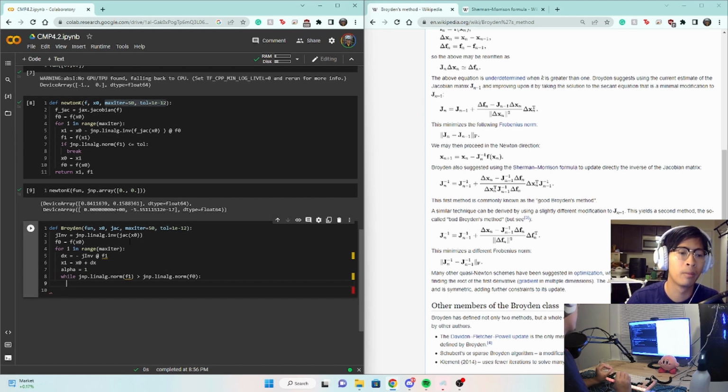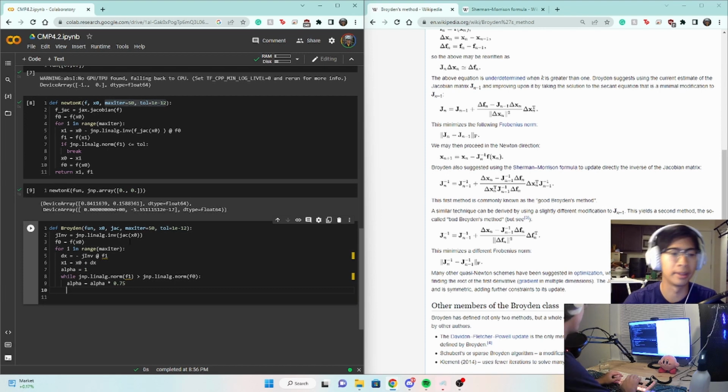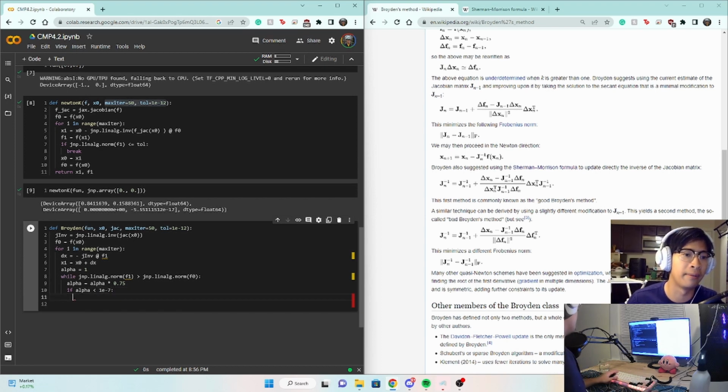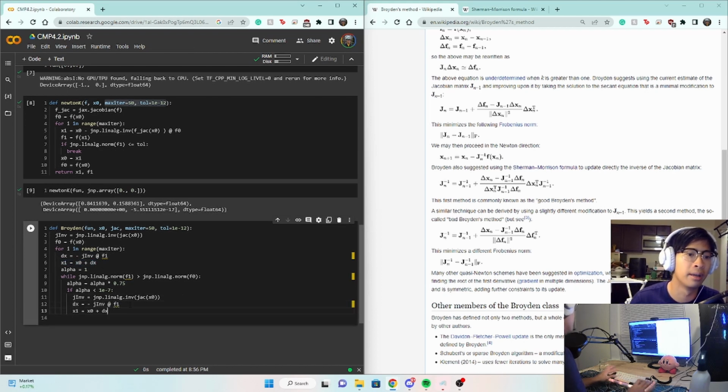While we're not making good progress, maybe our step is too large. So I'd like to decrease my step by a certain number. This is completely arbitrary, something like 0.75. Then I also need to check, I don't want my step to be too small. So if alpha is smaller than, let's say, 1e-7, then I'd like to reevaluate my Jacobian. Okay, reevaluate that. dx is dependent upon the Jacobian inverse, and I designate a new x1 at this point.